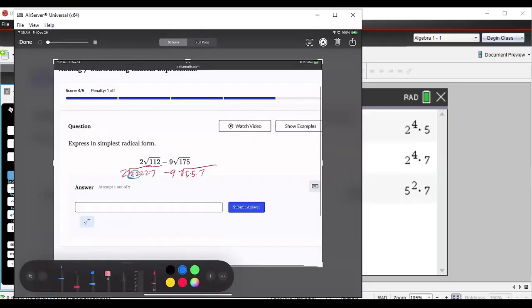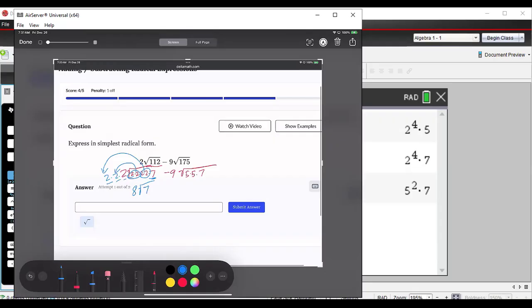So we have 2 2's here, so I'm going to pull one out. We got 2 2's here, so I'm going to put another 2 pair. We got a pair of 2, so I'm going to pull another 2 out. And now it's simplified. So it's just going to be 2 times 2 times 2, which is 8. And we have the square root of 7 left inside.